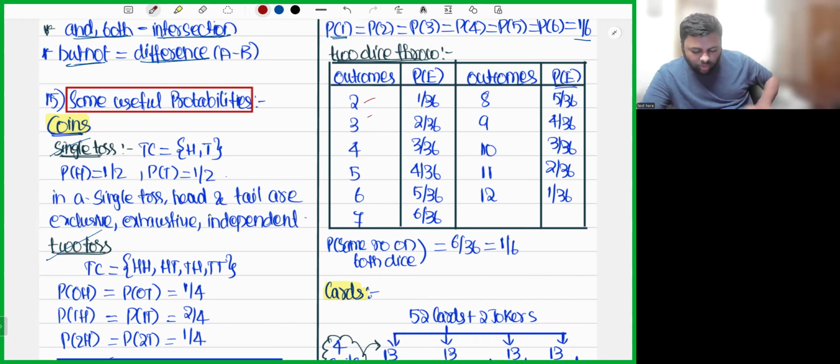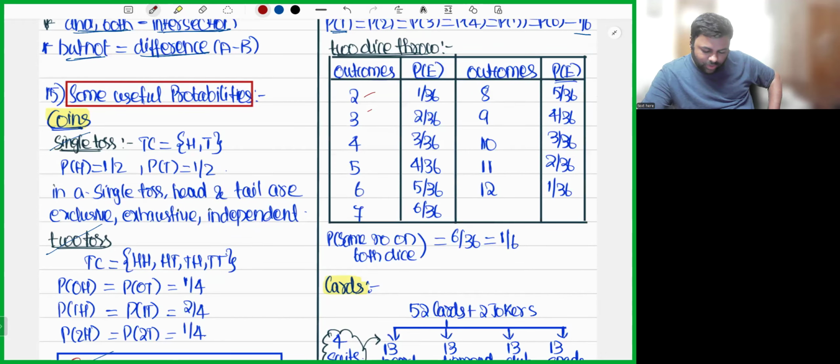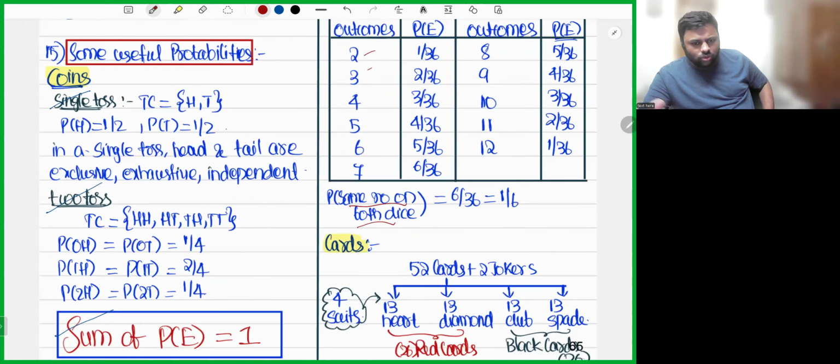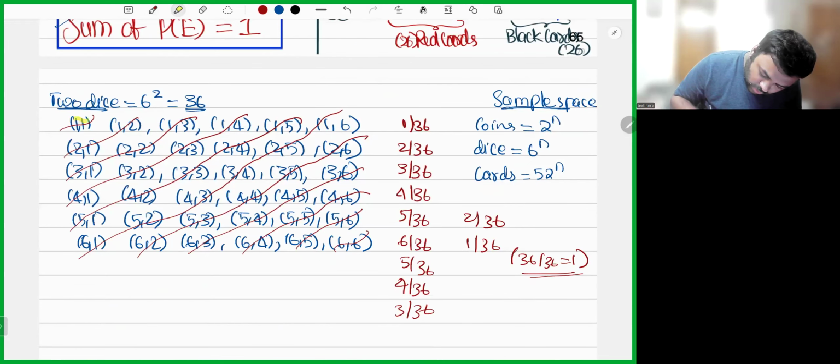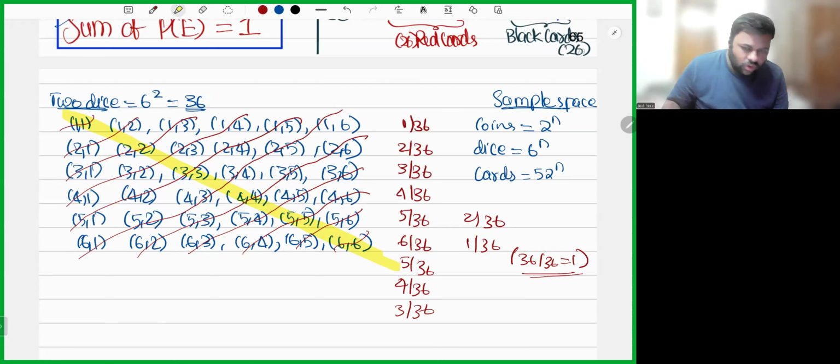Next. Probability of same number on both dice. What are total cases? Total cases are 36. In how many cases you got same number on both dice? Let's check. 1, 2, 3, 4, 5, 6. In 6 cases, you got same number on both dice. So probability is favorable cases 6, total cases 36. 6 by 36. So I hope the concept of 2 dice is clear.